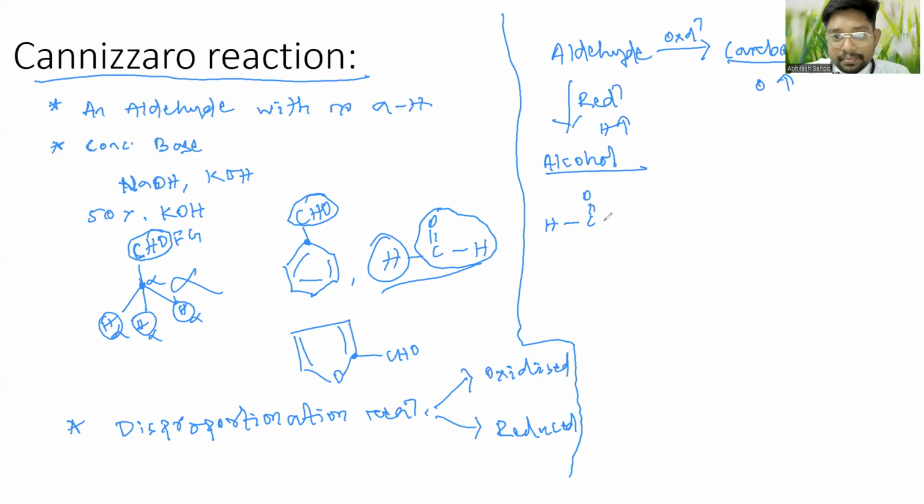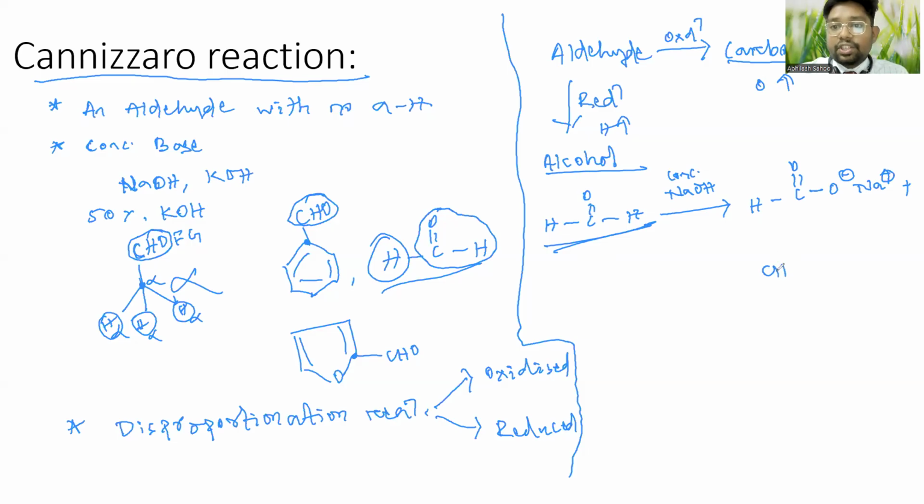So what will happen? When formaldehyde will react with a base, let's say concentrated sodium hydroxide, what will happen here? This aldehyde will be oxidized as well as reduced. So when it will be oxidized, it will give you HCOO minus Na plus, plus CH3OH.